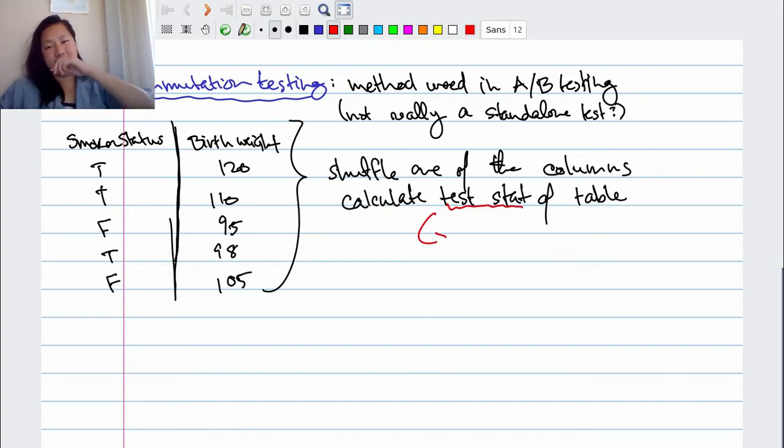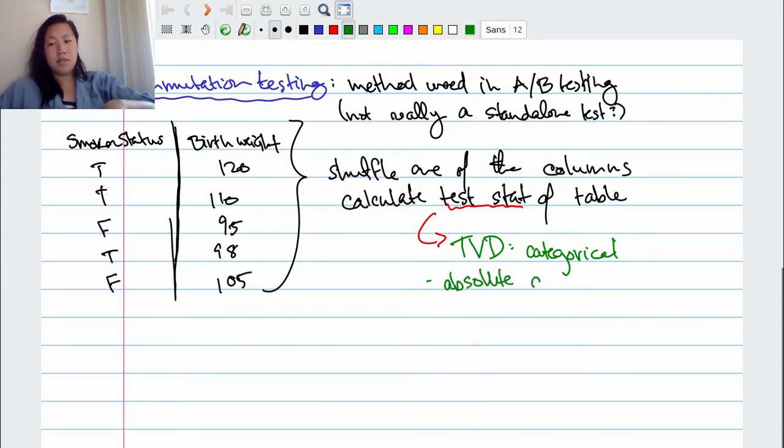So possible test statistics here, the first one that comes to mind definitely is total variation distance. You always use that with categorical stuff. So that would definitely be the first example of a test statistic that comes to mind. For this example, we're going to be using the absolute difference of means.